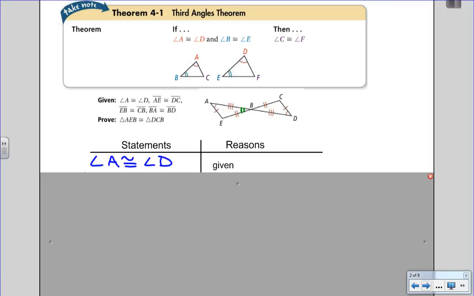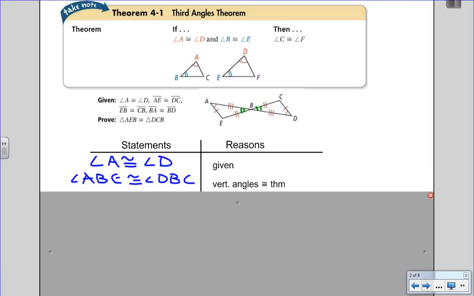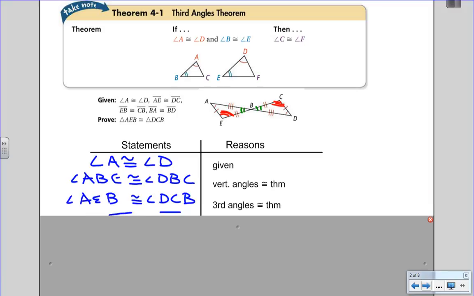Well, I should also know that these two are congruent right here because of the vertical angles congruence theorem. Alright, well, if those two pairs of angles are congruent, then we just learned something about these two angles right here. Those have to be congruent because of the third angles congruence theorem.